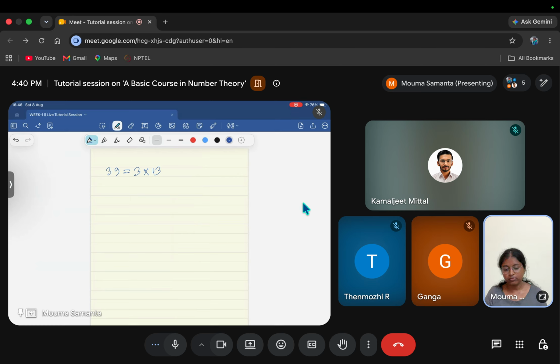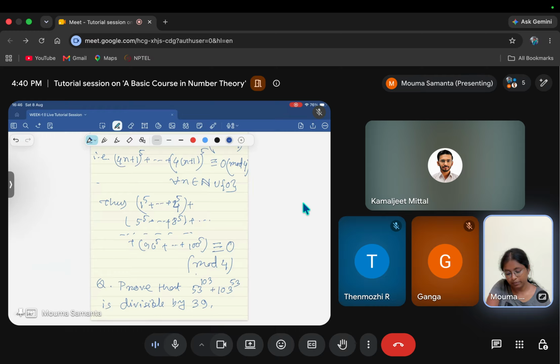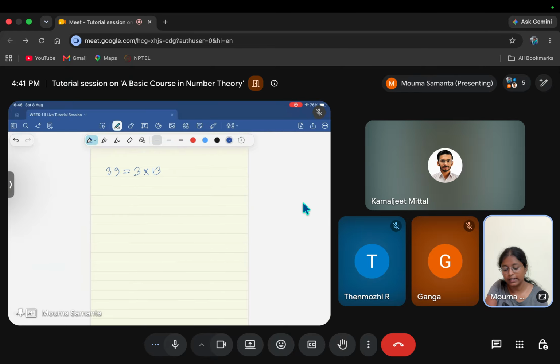So Kamaljeet, can you tell me this answer? Ma'am, can you repeat the question? The question is: prove that 39 divides 53 power 103 plus 103 power 53. And I am giving you a further hint that 39 has the prime decomposition 3 into 13.